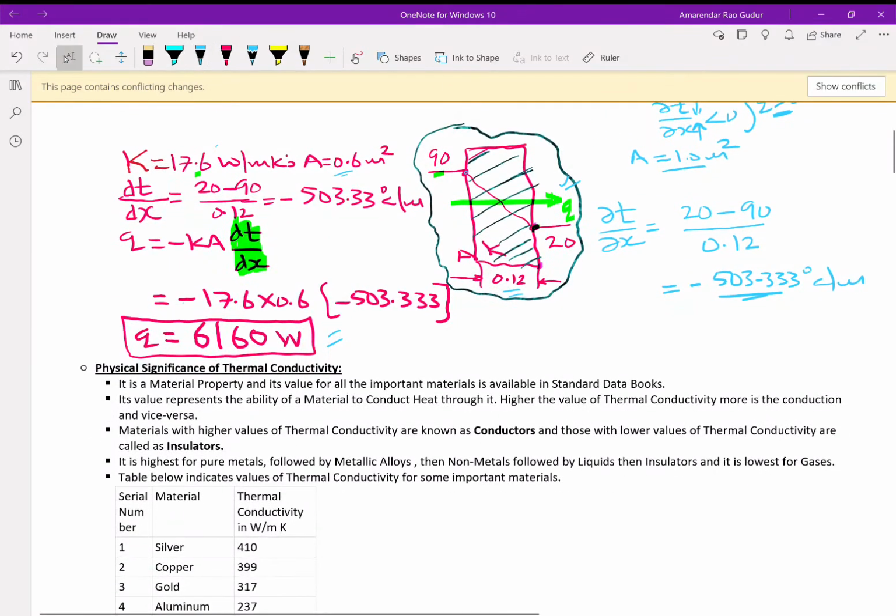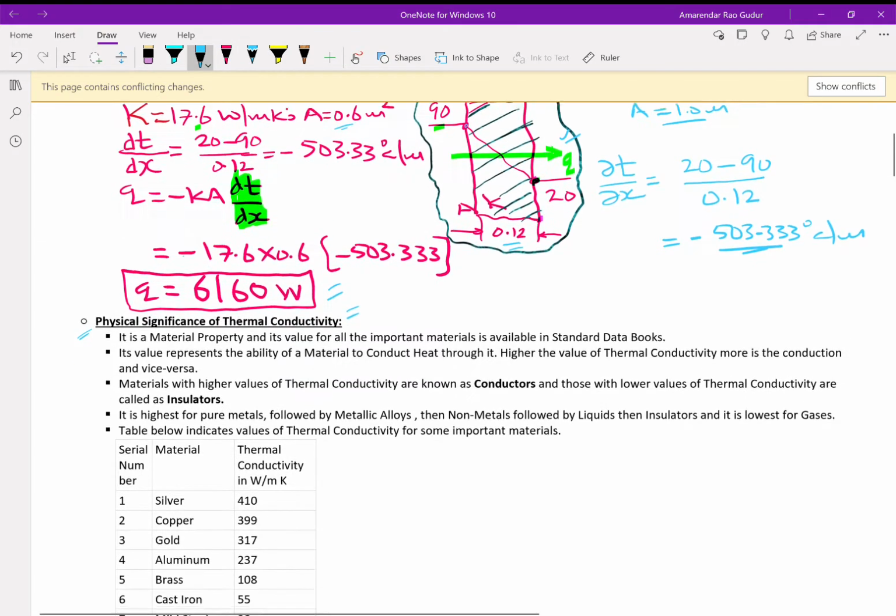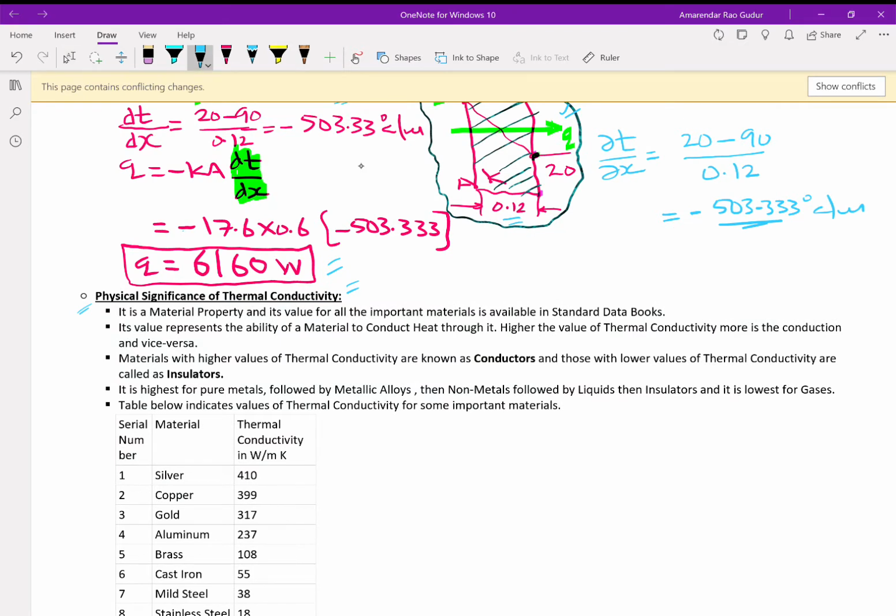Now let us dwell for some time to understand the physical significance of thermal conductivity. First and foremost, thermal conductivity is a material property, and its value for all the important materials is available in standard data books. Name any material, the K value will be available. Material could be in industrial applications or domestic applications, commercial material, doesn't matter. So name the material, K will be available. And further, the value of K represents the ability of a material to conduct heat through it. The higher the value of thermal conductivity, the more is the heat conduction, and vice versa.